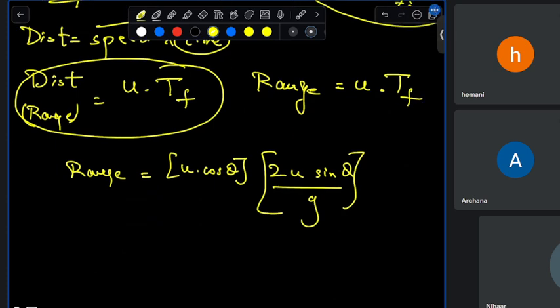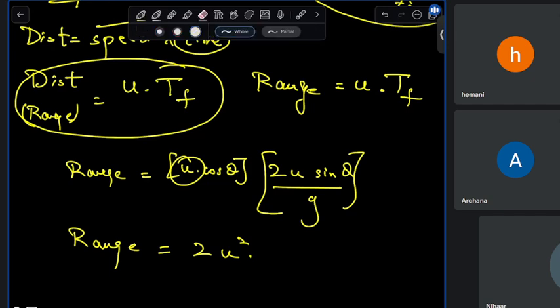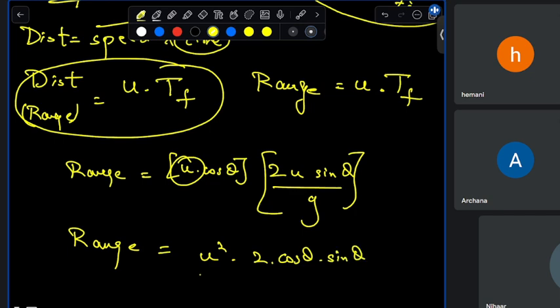This is your answer. Now do the regular math. Keep the left hand side range as it is. U into 2u gives you 2u square. Before that, one second, guys. I'll write it in a different form. U into u gives you u square. What was remaining in the numerator? 2 was remaining. Cos theta was remaining. Dot sin theta was remaining. Whole thing divided by g.